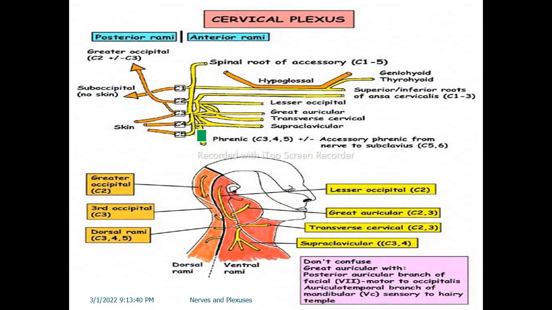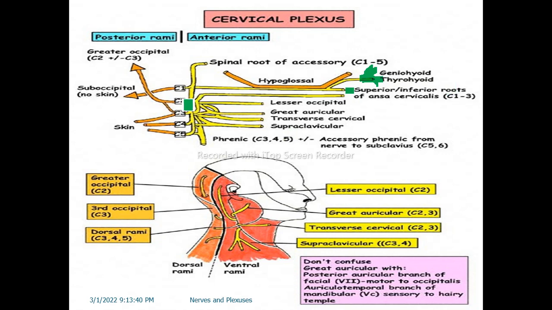So this is the cervical plexus. This is anterior rami, this one is posterior rami. The lesser occipital and greater occipital like this are posterior rami, whereas this one is anterior rami. So C1 is carried by the hypoglossal nerve. At the end it divides into two branches. This one is a branch which forms the superior root of the ansa cervicalis, whereas this one will divide into two branches. One is the branch to geniohyoid muscle, and the other is the branch to thyrohyoid muscle.